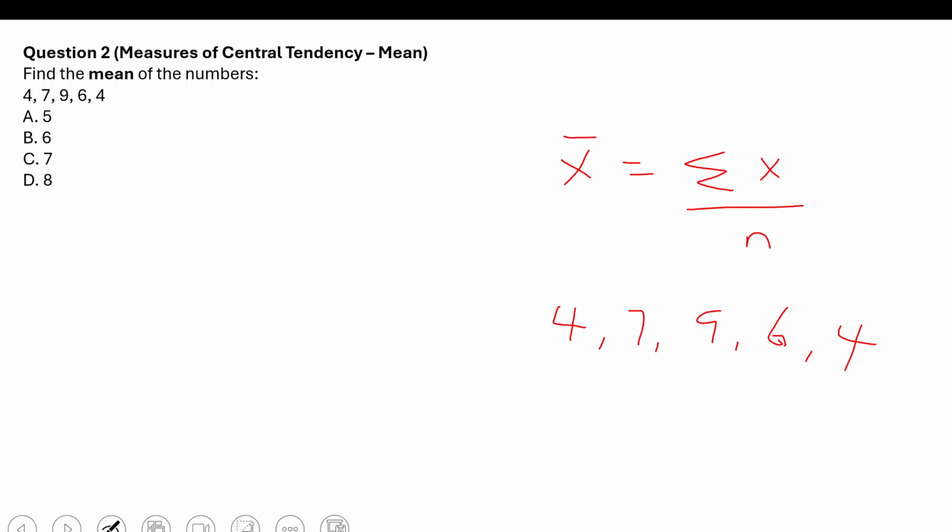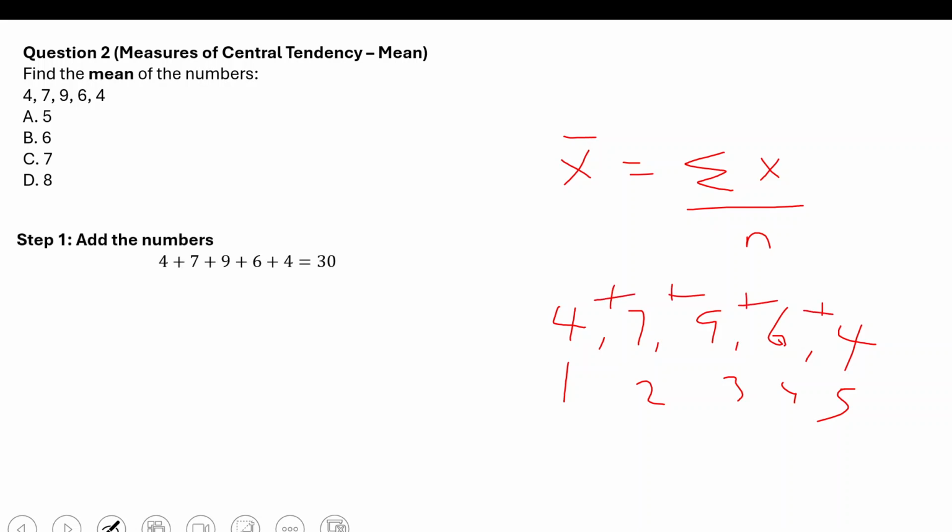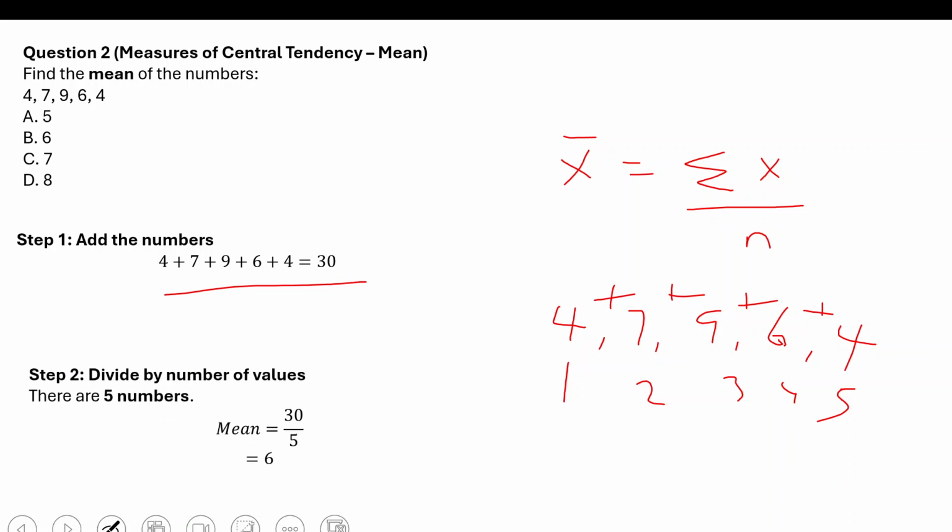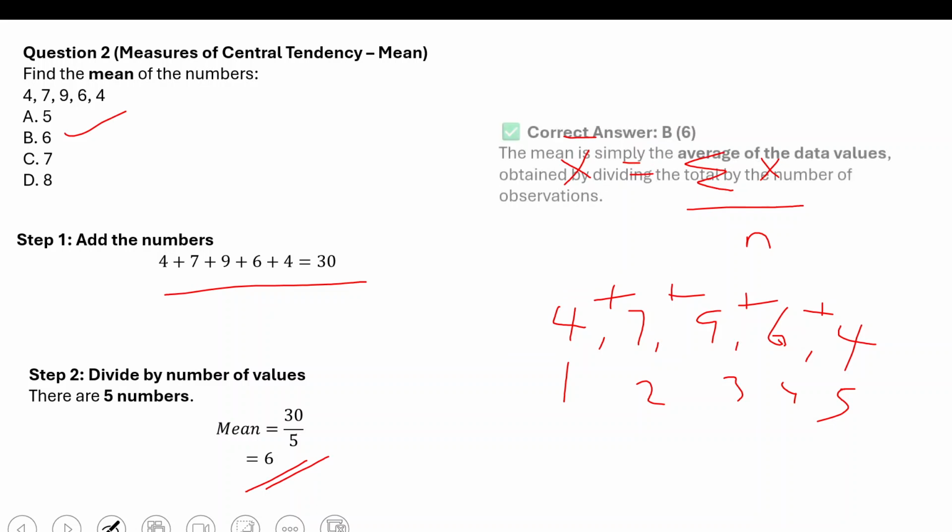So the number of distribution we have here is 1, 2, 3, 4, 5. So we count the number of distribution and we sum up this distribution. Okay, so if we sum them up, we'll get 30. And we divide 30 by 5 to get 6. So the mean is 6. So 6 is the answer.